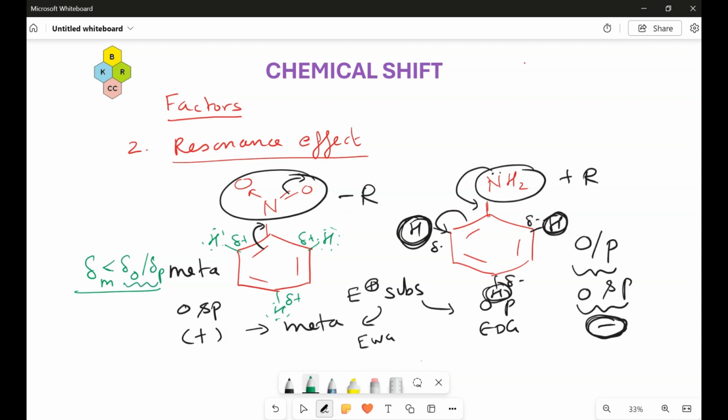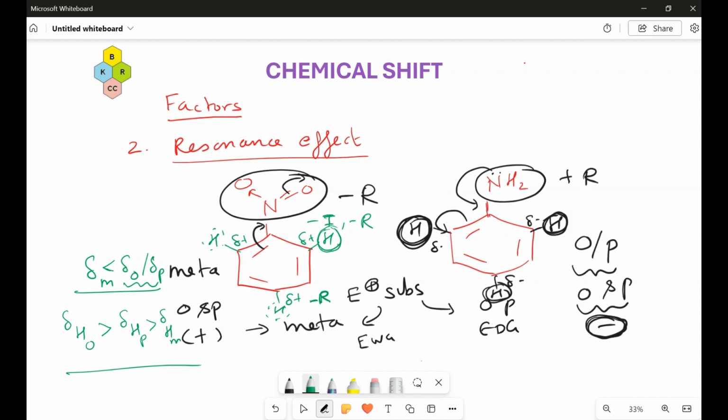Now among the ortho and para, the ortho hydrogens will experience the minus I effect and minus R effect. The para hydrogens are away from the influence of the nitro group, therefore they'll experience only the minus R effect, whereas the ortho will experience both minus I effect and minus R effect. So when I compare the hydrogens, the ortho hydrogens will be having greater chemical shift compared to the para hydrogen, then comes your meta hydrogen. This is the case for nitrobenzene.